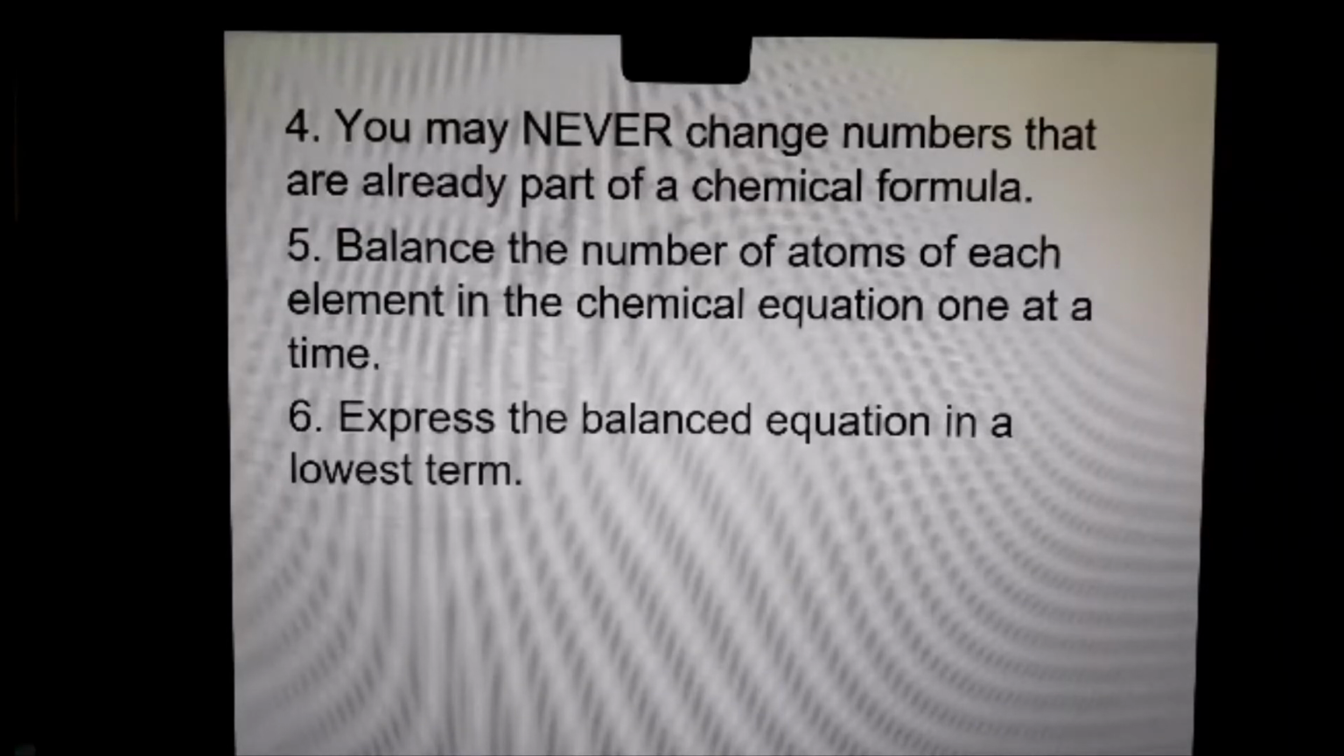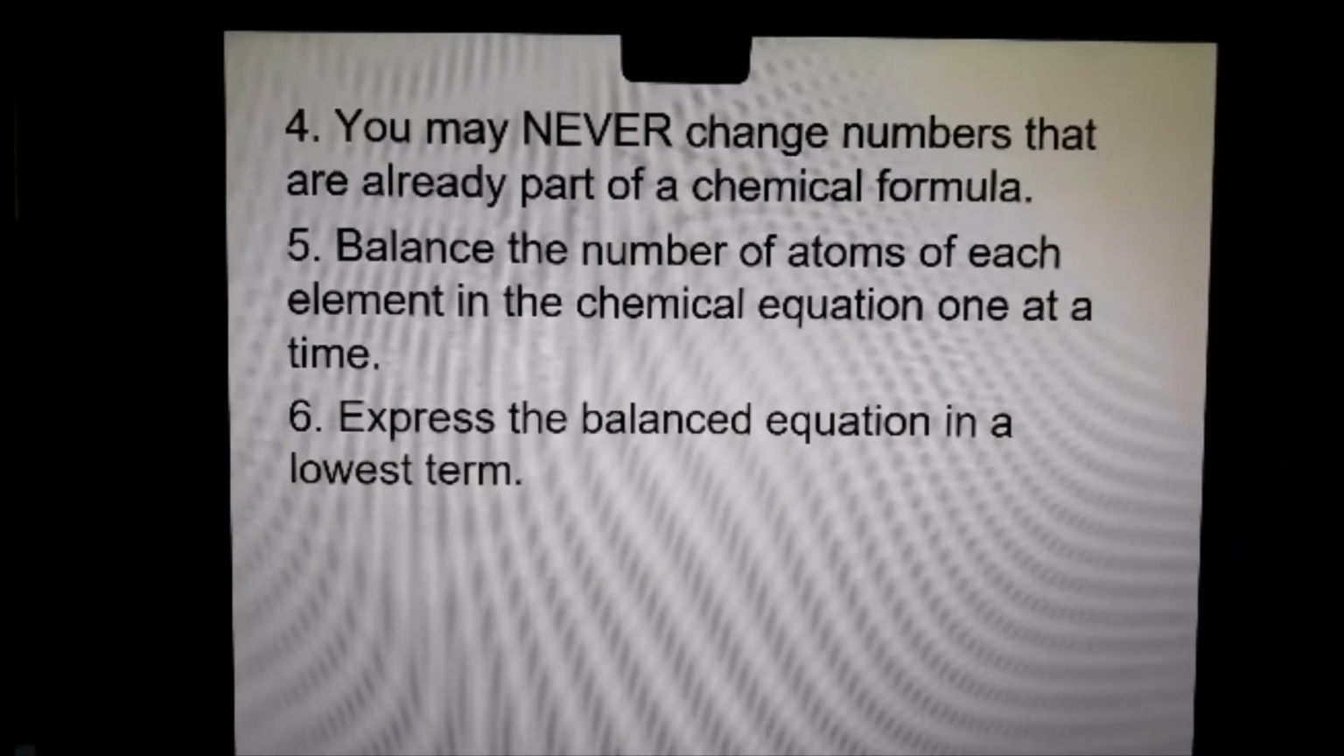Fifth, balance the number of atoms of each element in the chemical equation one at a time. Hindi pwedeng pagsabay-sabayin. Tingnan mo muna kung ano yung kailangan mong balansehin una. And the last rule, express the balanced equation in the lowest term. Why? Because we can also balance chemical equations in the highest term, but it is wrong. It should always be expressed in the lowest term.